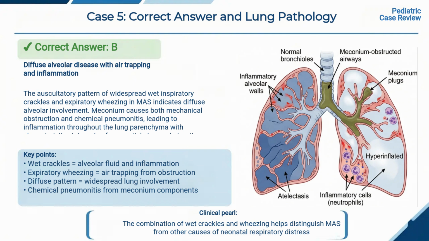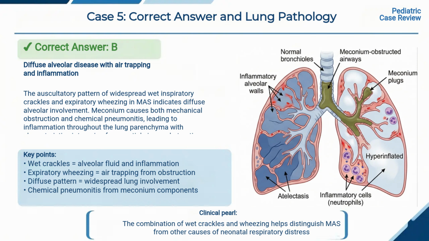The auscultatory pattern of widespread wet inspiratory crackles and expiratory wheezing in Meconium Aspiration Syndrome indicates diffuse alveolar involvement. Meconium causes both mechanical obstruction and chemical pneumonitis, leading to inflammation throughout the lung parenchyma with characteristic air trapping from partial airway obstruction. Key diagnostic points.